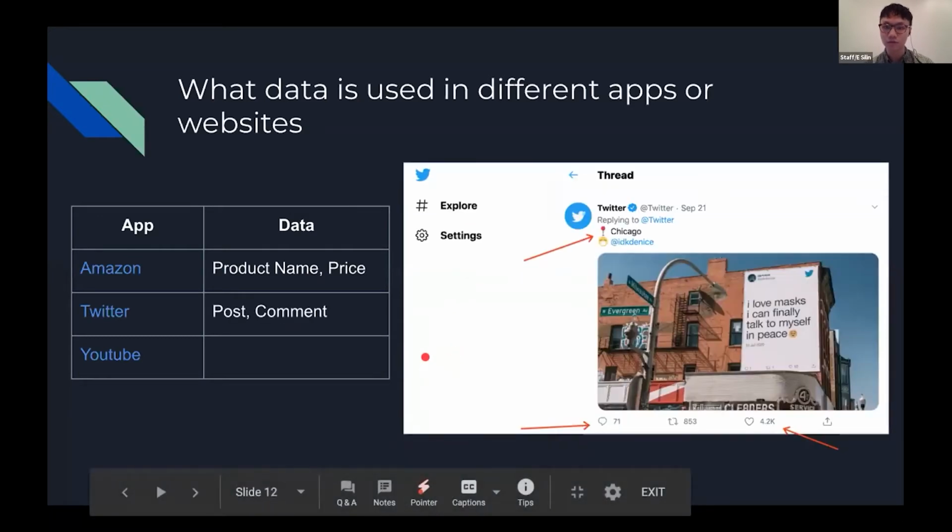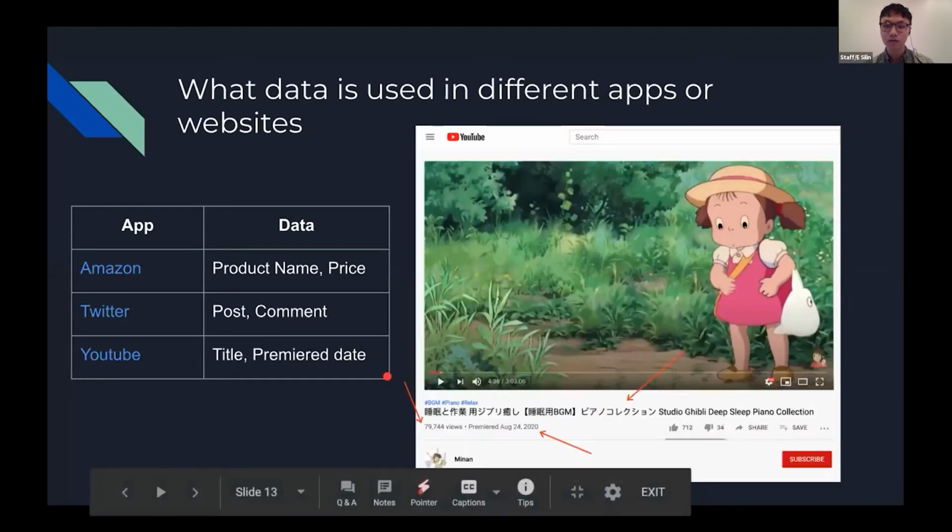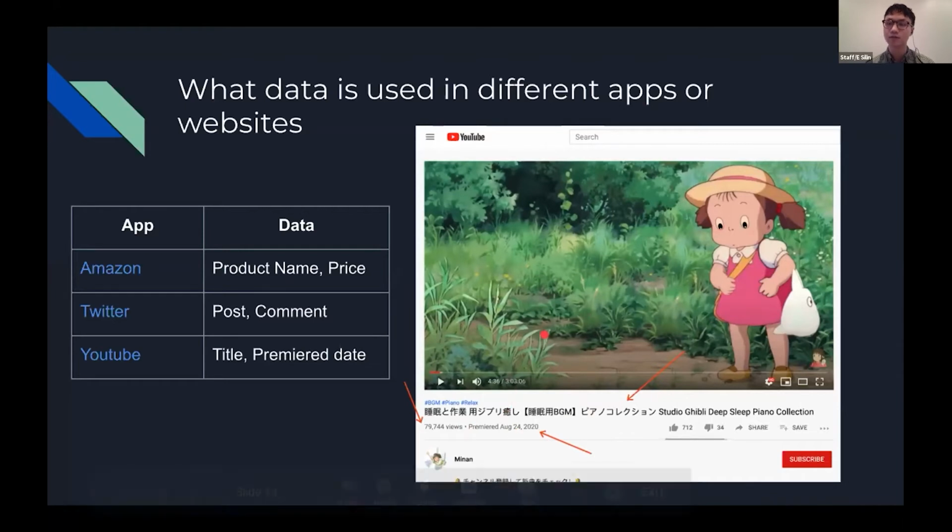Another example is Twitter. When you tweet something, the post is data. If somebody comments on your tweet, their comments are data. Also, the pictures you put on Twitter are all data. For YouTube, the video title is data, the premiere date is data, and the video itself and the music inside it are all data. So we can see data is pretty important.